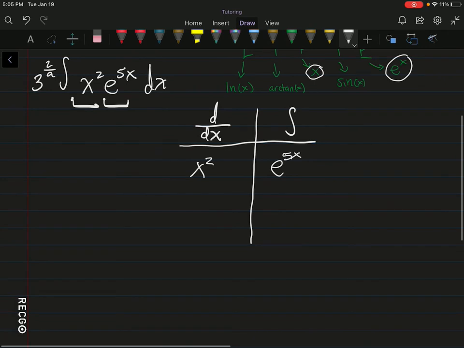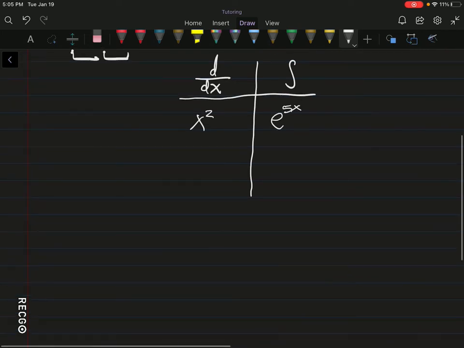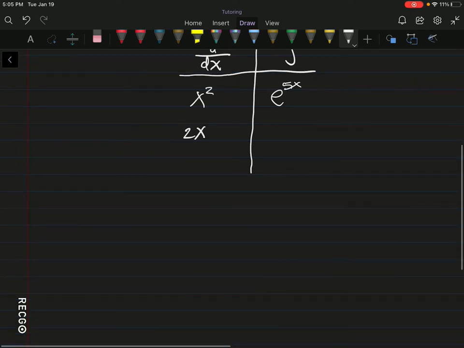Okay, so we want to take the derivative here as many times as we need until we get to 0. So we take the derivative of x squared once, we get 2x to the power of 1. If we take the derivative of it again, we get 2, and we take the derivative one more time, we get 0, right?